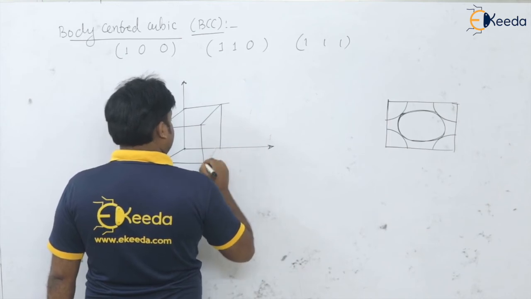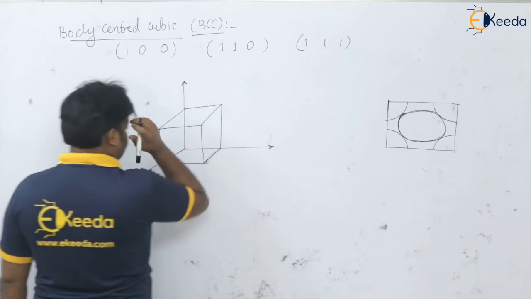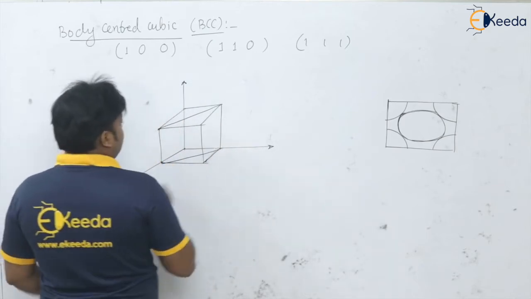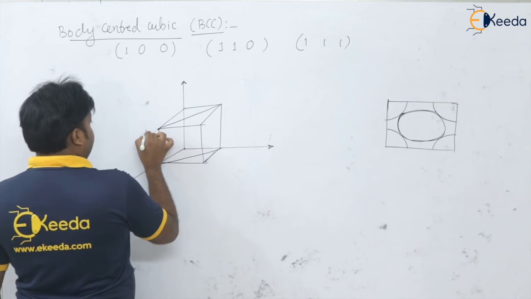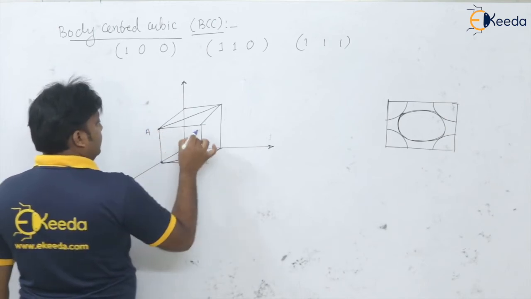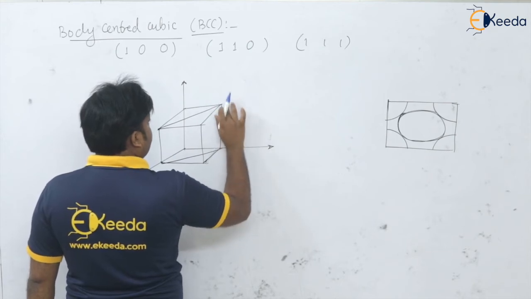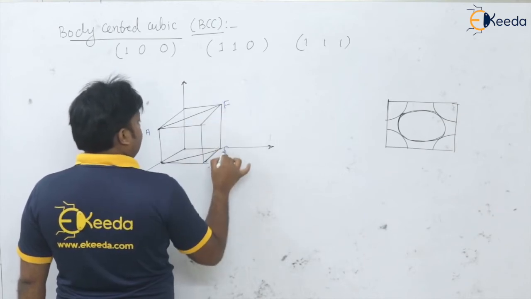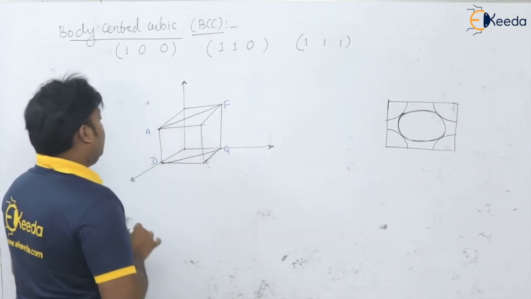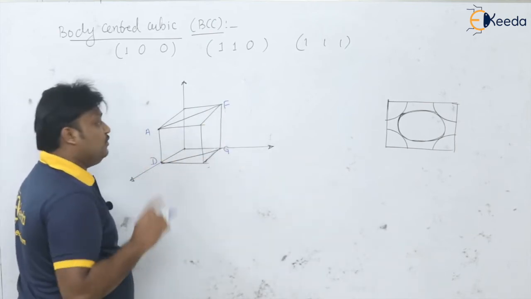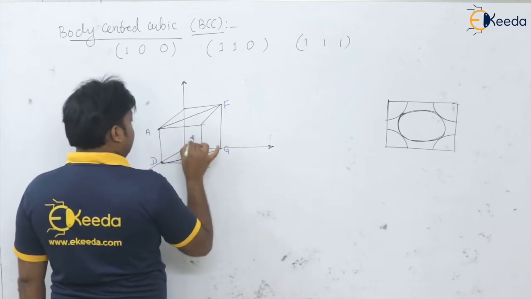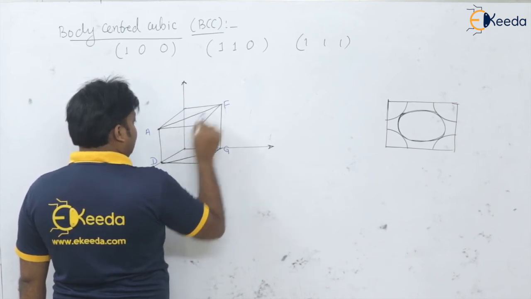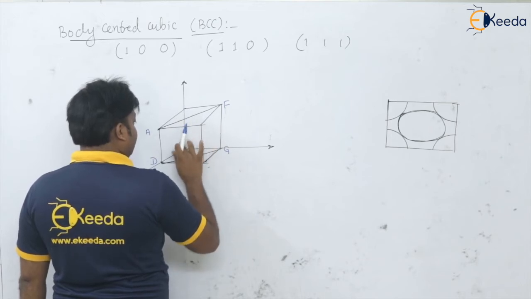And we know what that plane is, AFGD, isn't it? So this is plane 110. In this plane, A, B, C, D, E, F, this is G, isn't it? So this is our plane A, F, G, D, that is plane 110 we have seen many times. So how many atoms are there? See, this center atom is going to come here, because the plane is passing through that complete atom, definitely it should come here.